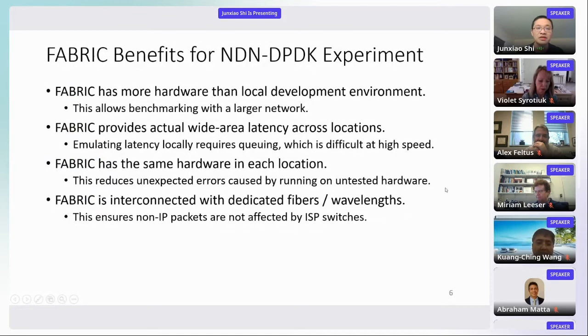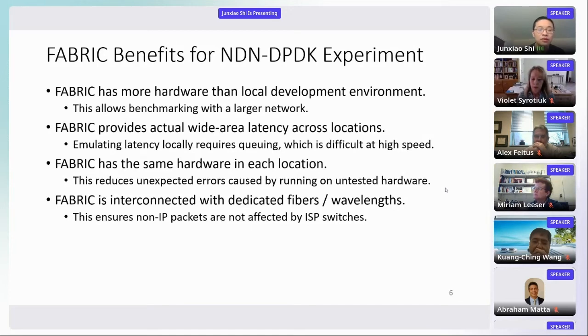If we can have Fabric, there are a few benefits for our experiment. First, Fabric has more hardware than the local development environment. This would allow benchmarking with a larger network. Then Fabric can provide actual wide area latency across locations, since it has multiple locations around the country and the world.